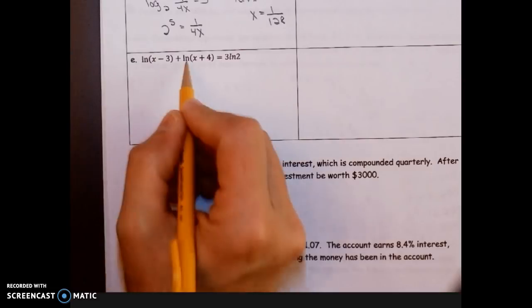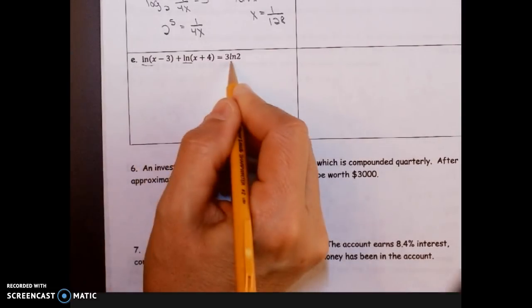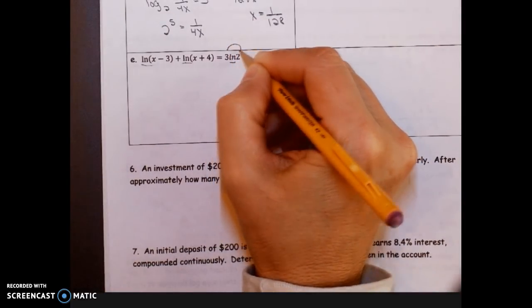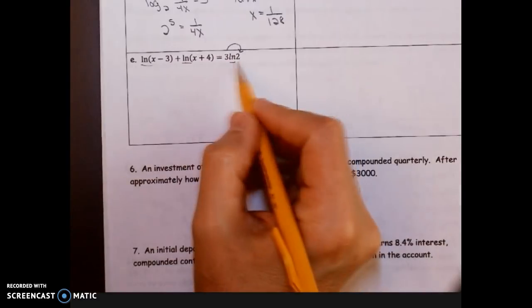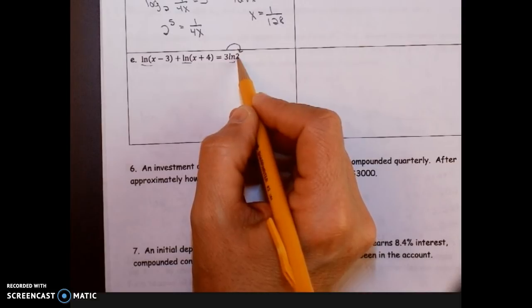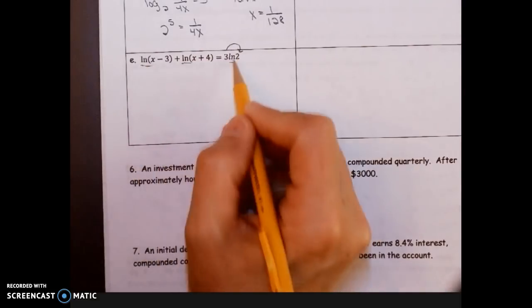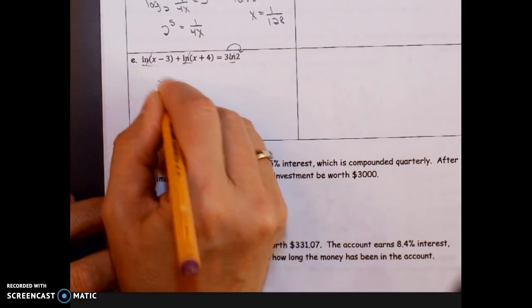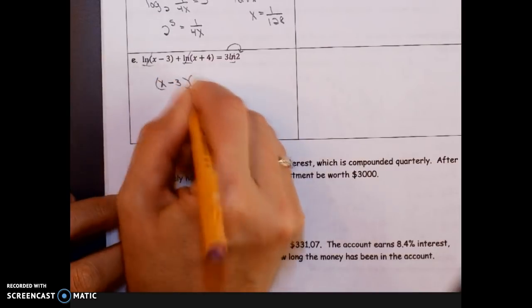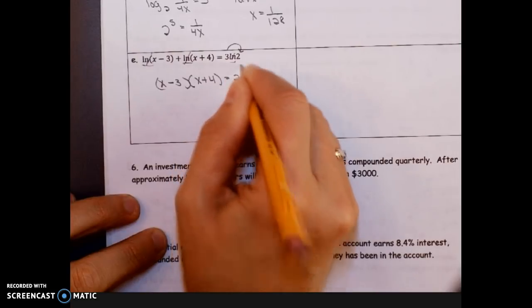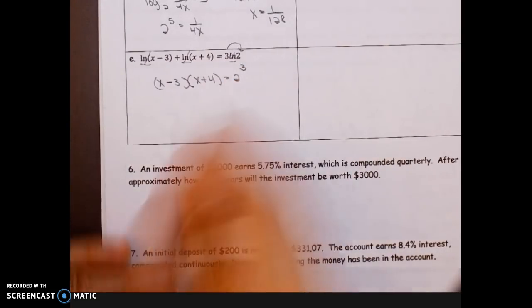Moving on to E. This one, if you notice, you've got natural log, or you've got a log on every single term that you have. The only thing I'm noticing is I'm going to have to deal with that power property right here. So this actually becomes 2 to the 3rd. If all of your logs are the same, that really means we can focus on what's left, meaning we've got x minus 3, but keep in mind, we use that product property, would be times x plus 4 equals 2 to the 3rd. We're going to go ahead and FOIL this out.